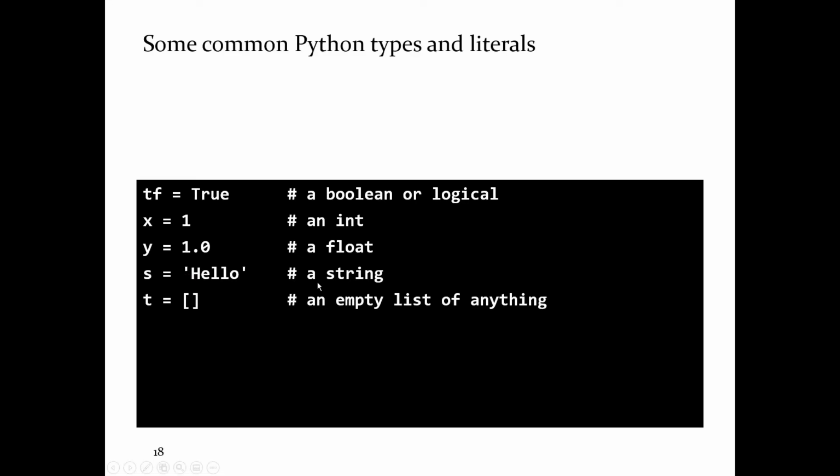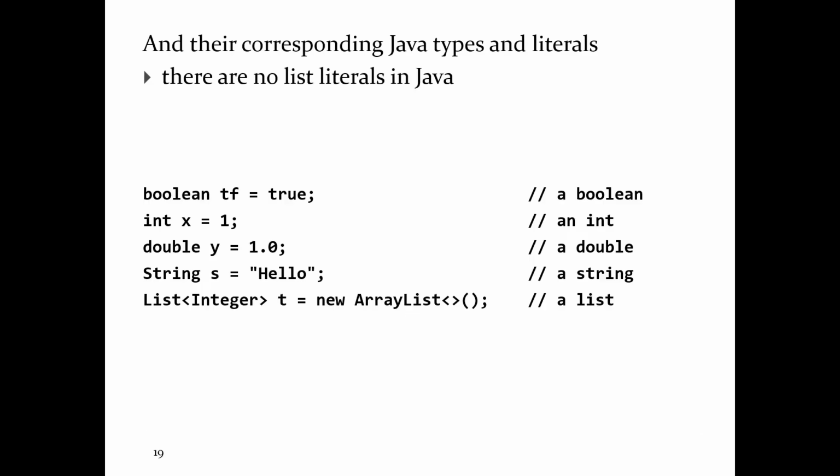Something inside single quotes is a string. Something inside square brackets is a list. So the corresponding Java types and literals: your true/false type in Java is called boolean. Its values are little t true and little f false.